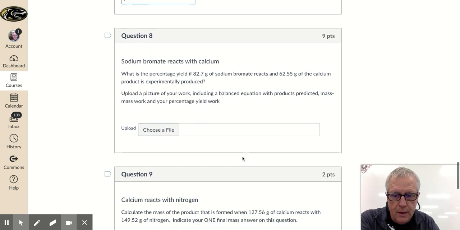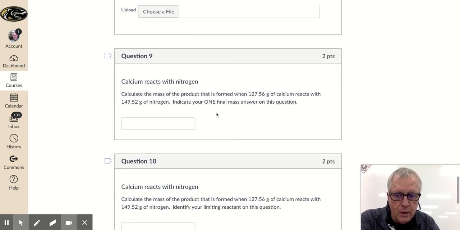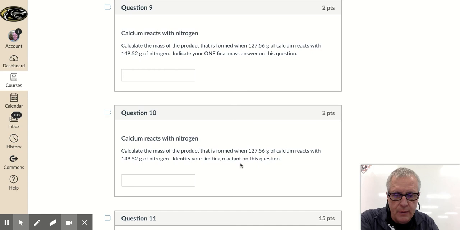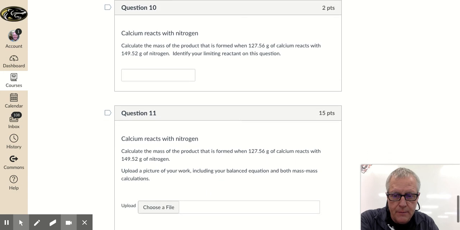Finally, the last challenge here is that 9, 10, and 11 tie together. Calcium reacts with nitrogen. So again, you're going to take this synthesis reaction, and it's going to create a product. Make sure you do the balanced equation for it. And then you need to know what the limiting reactant is for this particular problem. So identify your limiting reactant here. Which one was the limiting reactant? The one that formed the lowest mass, you enter here. And then show your work here.